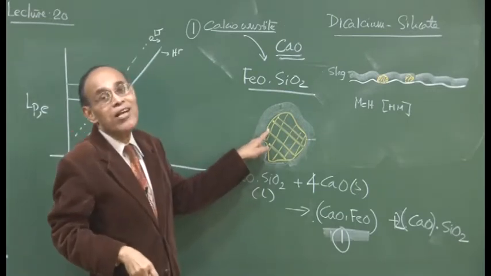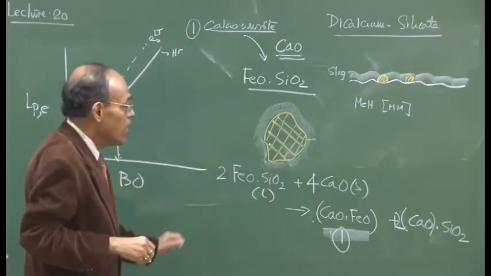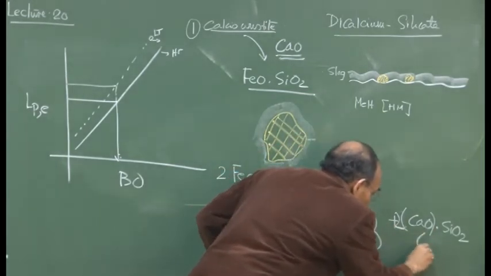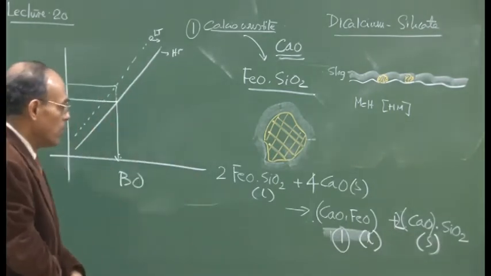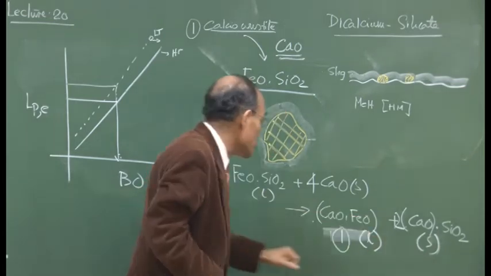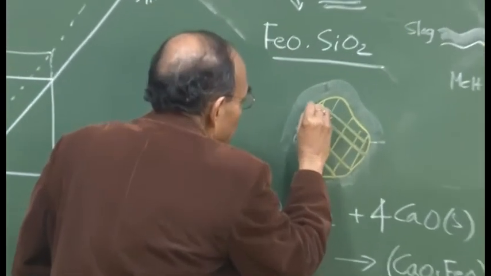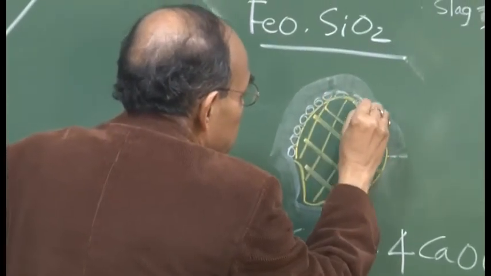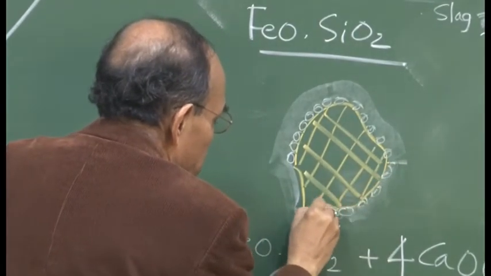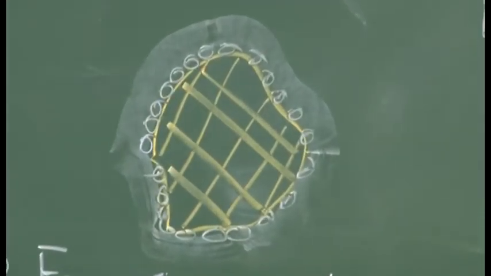The reaction will take place at the solid-liquid interface. This is the liquid phase and this is the solid phase. So the calcium oustite is liquid and this is solid. So the dicalcium silicate will precipitate out as fine powders from the liquid, and these are the precipitates of dicalcium silicate on the surface, which is surrounded by calcium oustite.